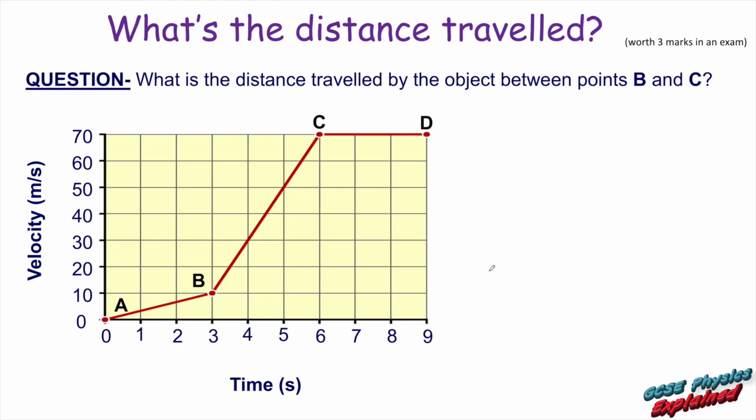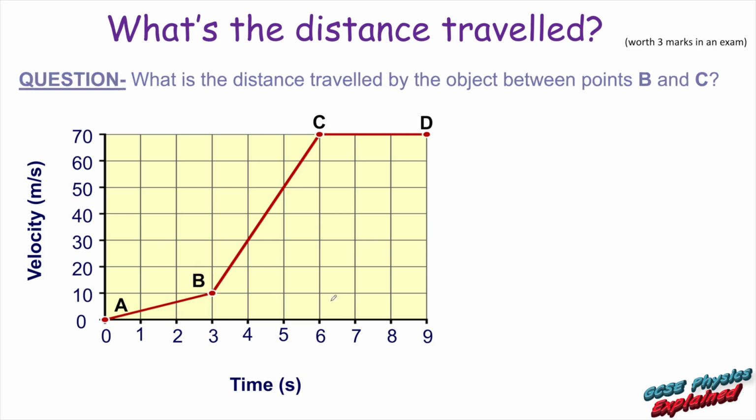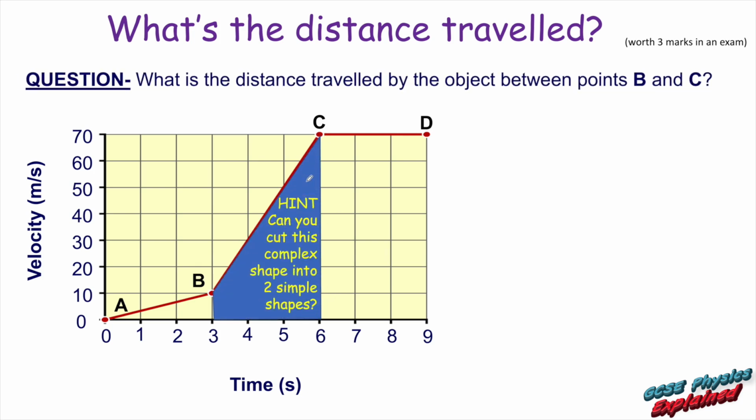Let's try a little bit more of a complicated one, but it's the same thing. It's about having the confidence to split a shape up. So what about this question? What is the distance travelled by the object between points B and C? Right, so basically we need to work out all of that blue bit, and it looks quite complex. Can we split it into two simple shapes? Why, aye, of course we can.